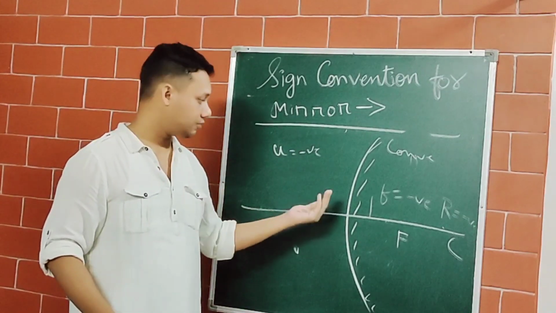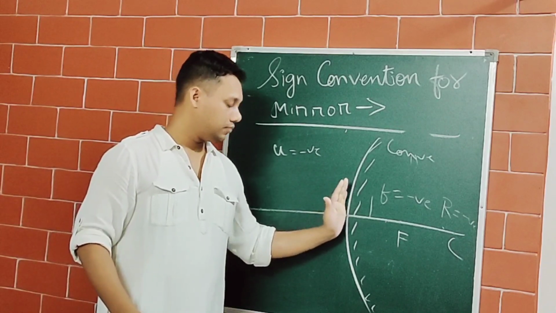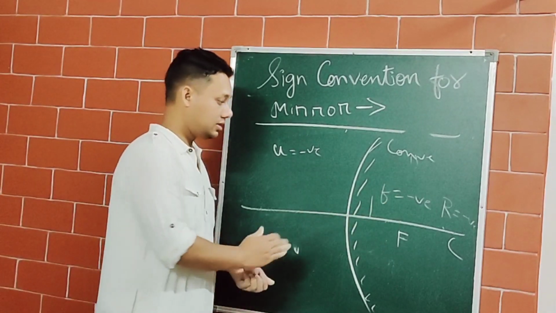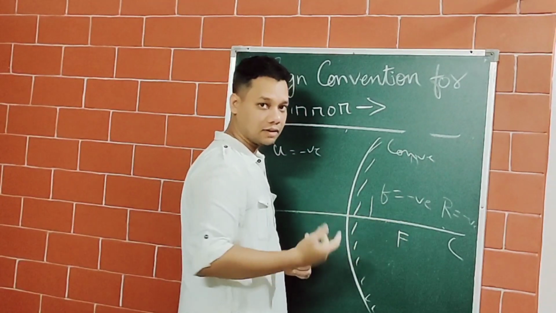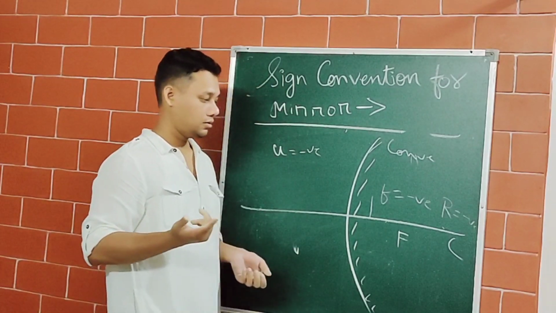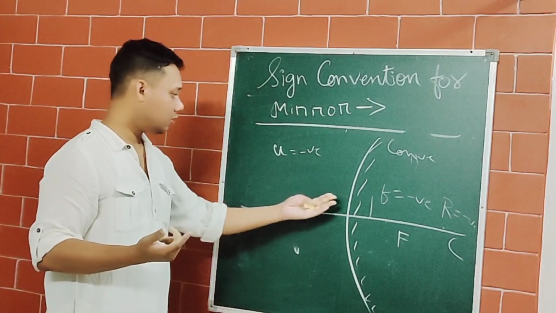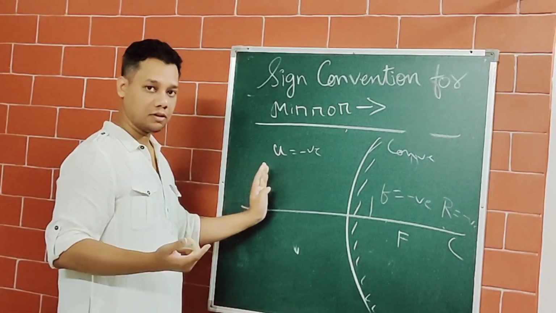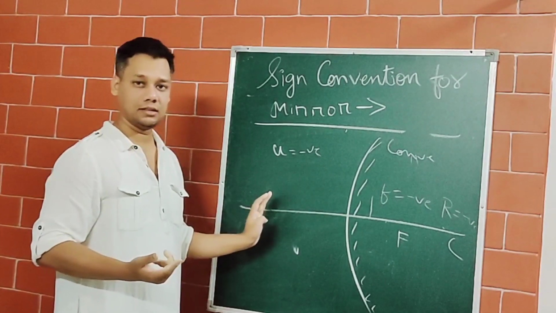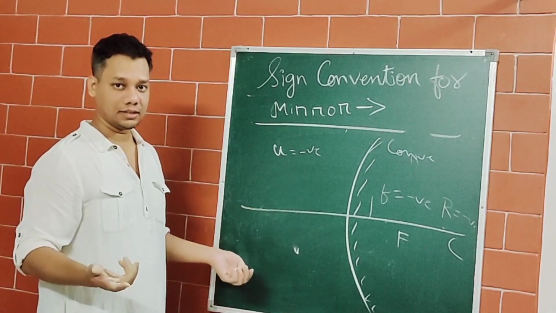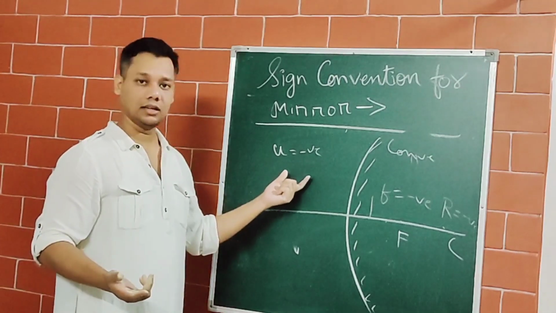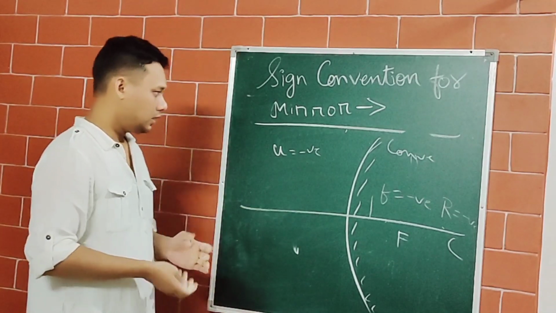Images are formed behind the mirror which is the positive x-axis and therefore they are taken positive, and the object is kept in front of the mirror which is the negative x-axis, so the object distance u is taken negative. Clear?